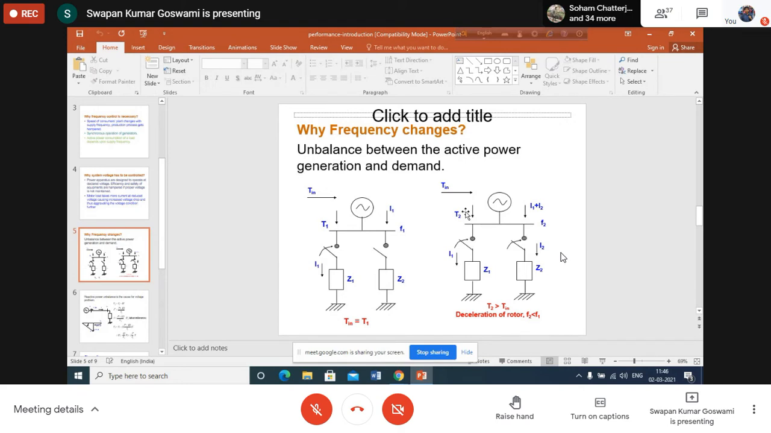If we could increase the power input to the generator simultaneously with the increase in power output, that means with the addition of the load, then the reduction in the speed would have been arrested. But since this cannot be done, the speed reduction will happen.